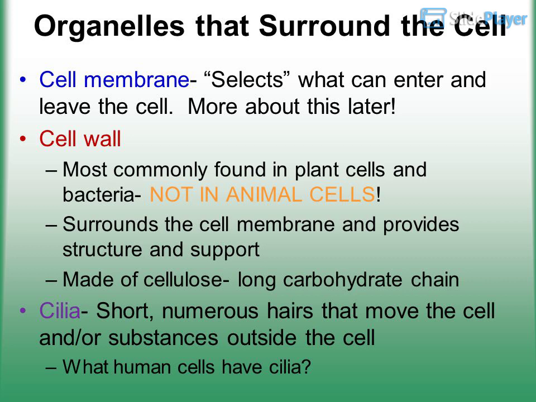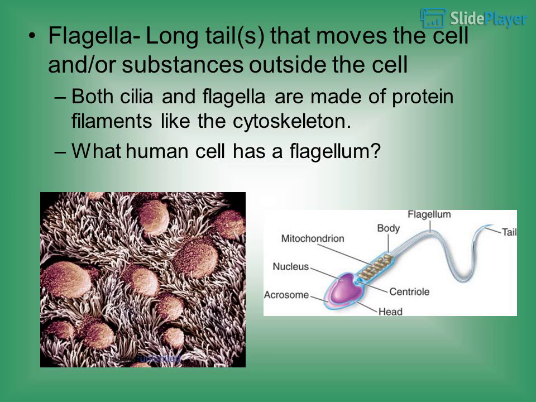Cilia: short, numerous hairs that move the cell and/or substances outside the cell. What human cells have cilia? Flagella: long tails that move the cell and/or substances outside the cell. Both cilia and flagella are made of protein filaments like the cytoskeleton. What human cell has a flagellum?